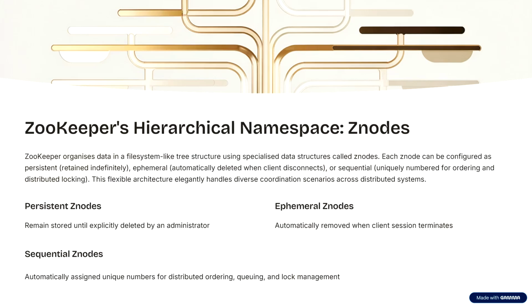The second type of ZNode is ephemeral ZNodes. Ephemeral ZNodes exist only while the client is connected. Once it is disconnected, they disappear. And third is the sequential ZNode. Sequential ZNodes automatically get a unique number, which helps in queue management and distributed logging. This flexible structure allows ZooKeeper to handle different coordination scenarios effectively.